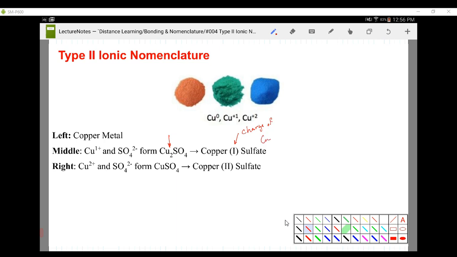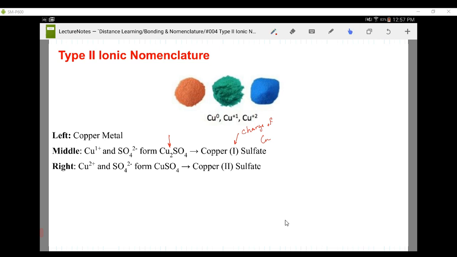And then the one compound on the right with the copper 2 plus ion would form the formula CuSO4, and we would call it copper 2 sulfate.